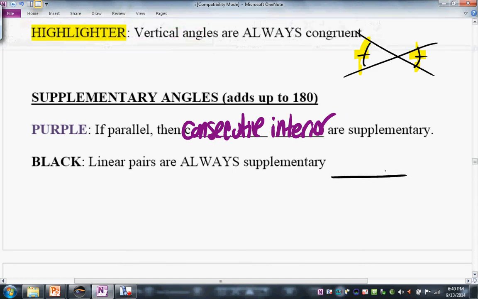Linear pairs are always going to be supplementary. Those are the ones that share a spine, make a line.